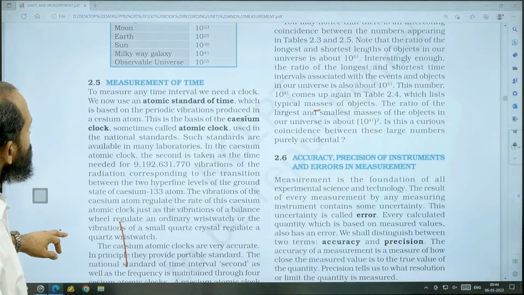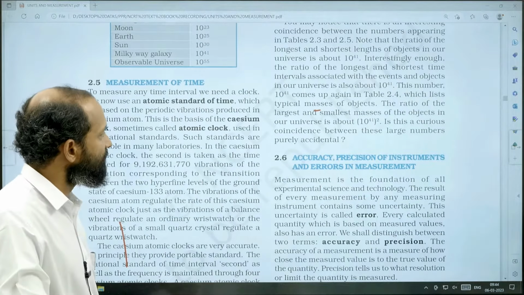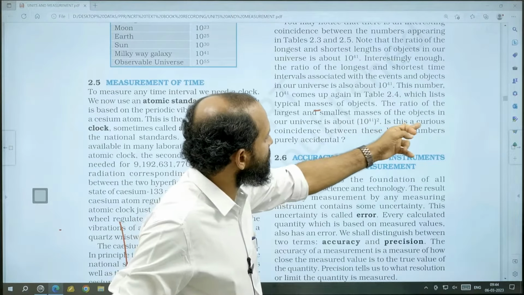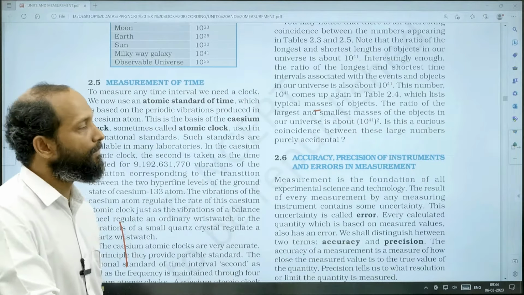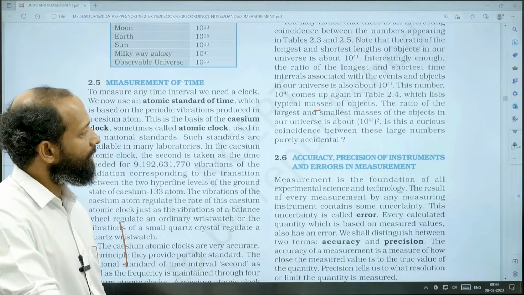Then measurement of time, atomic clocks. Cesium clocks are used for measurement of precise time. Ratio of largest and smallest masses of objects in our universe is 10 power 41 whole square. It's an interesting thing to observe.